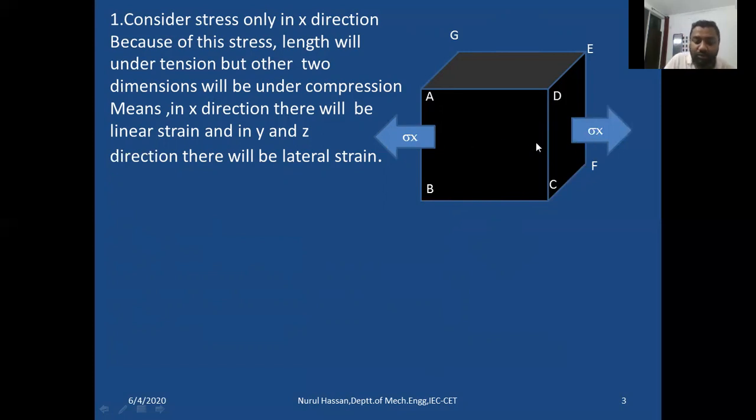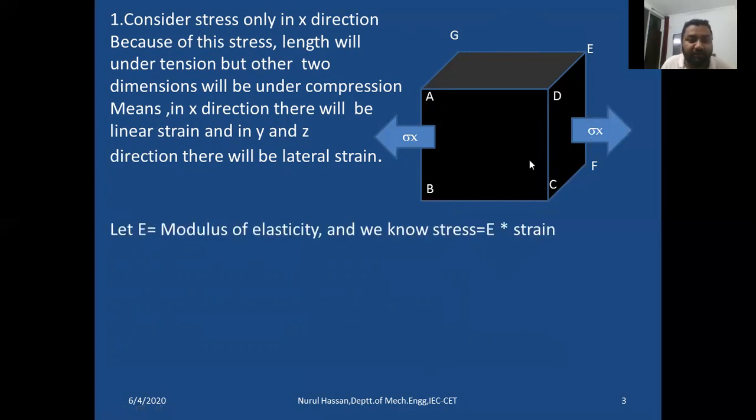So now, if E is the Young's modulus of elasticity, then we know from Hooke's law, stress is equal to modulus of elasticity multiplied by strain. So we can find out the linear strain in x direction. In the x direction, the linear stress is sigma x and the modulus of elasticity is E. So the linear strain along x direction is equal to linear stress, sigma x, divided by the Young's modulus E. So sigma x by E is the linear strain along x direction.